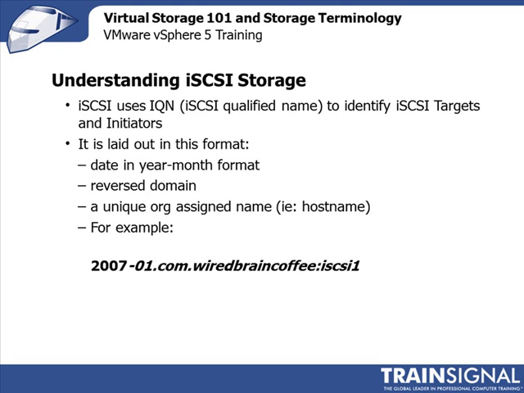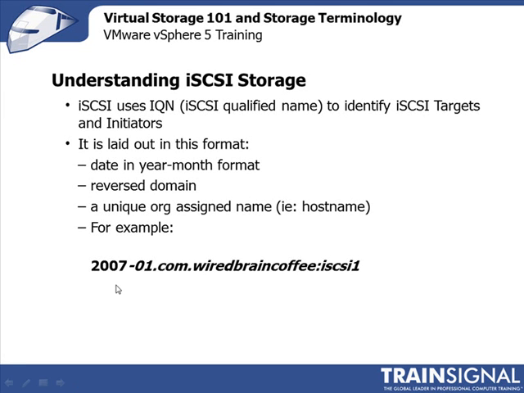The IQN is laid out in the following format. You have the date in year-month format. You have the reverse domain. You have a unique organizational assigned name, for example, the host name. So for example, to break down what an IQN is made up of, you can start with the following.